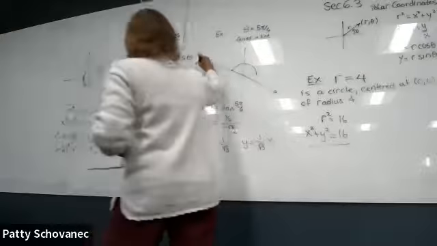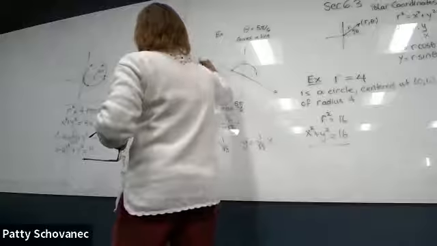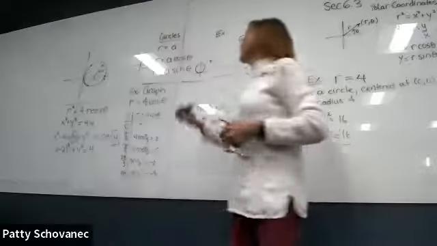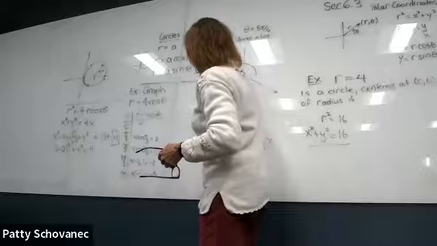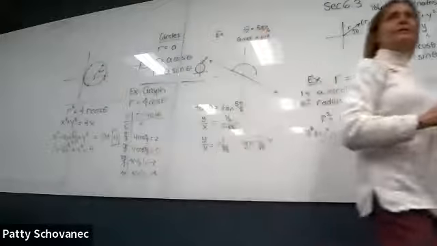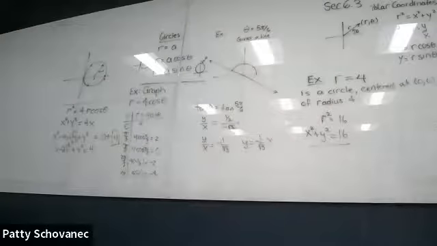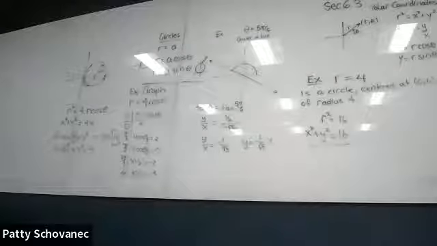So these ones here will look like that. And this point in rectangular coordinates is 0, a. r is equal to a, r is equal to a cosine theta, r is equal to a sine theta are all equations of circles.